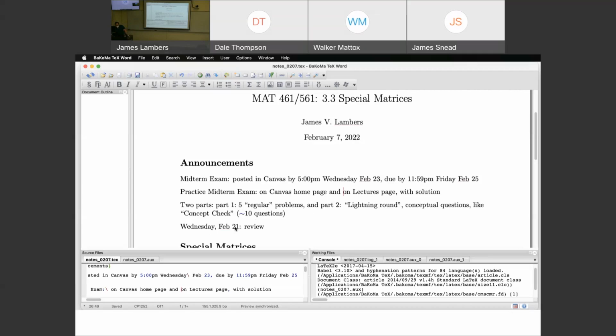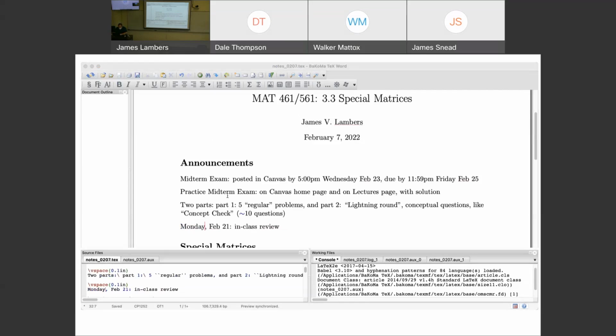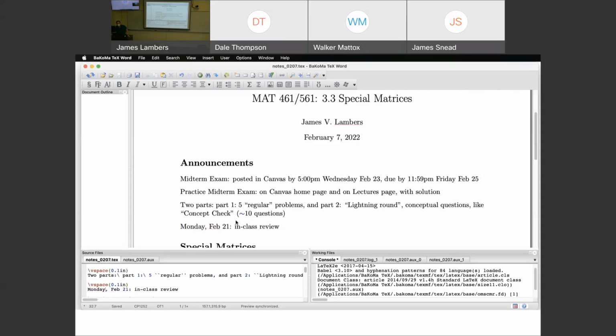So in class, on the class period, I need to check the calendar here, make sure I have this right. Yes, Monday, February 21st. I'll devote that class period, not covering anything new, but just review, go over practice problems, handle any questions you have about that.